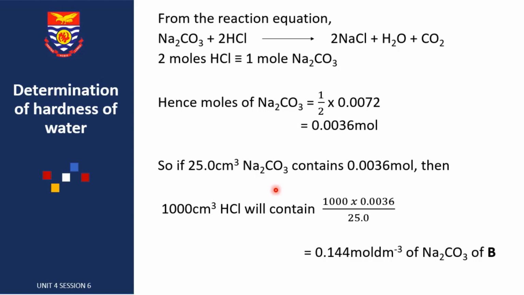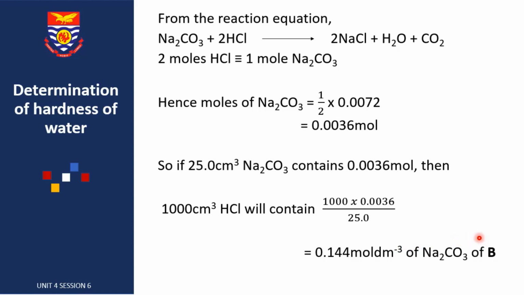solution that was pipetted. But this time round, because it was diluted with the hard water, we expect the corresponding concentration to be the excess. So if 25 contains 0.0036, then 1000 would contain 1000 times 0.0036 divided by 25, and that gives us 0.144 moles per dm cube of the sodium carbonate in B.